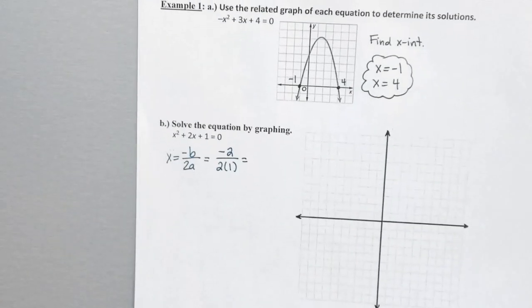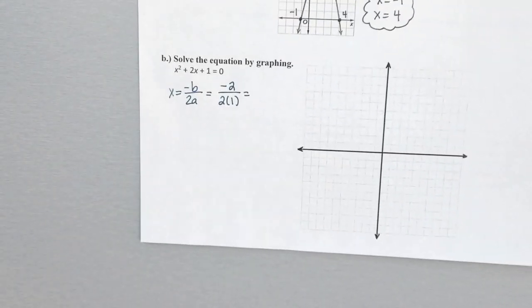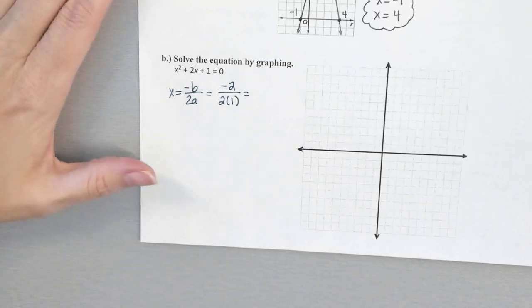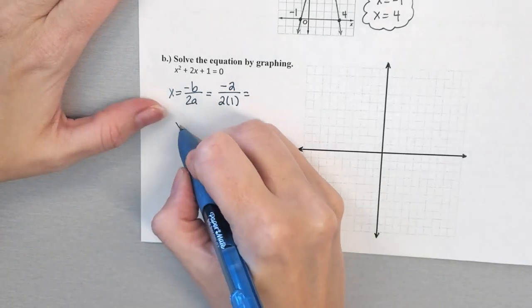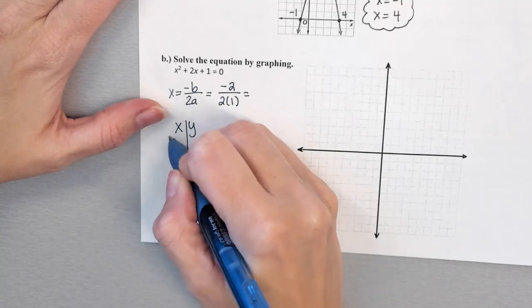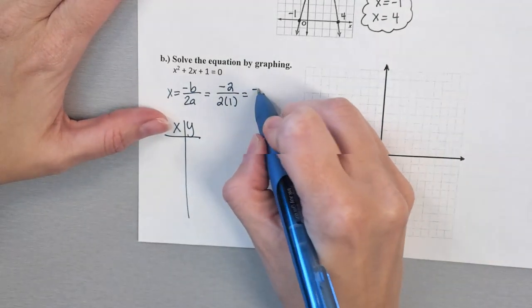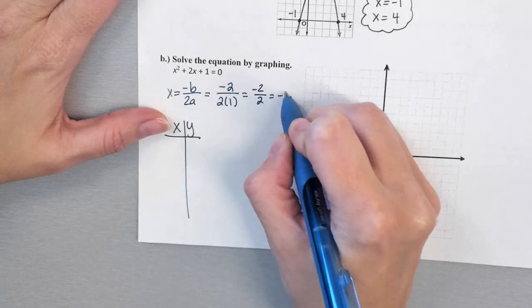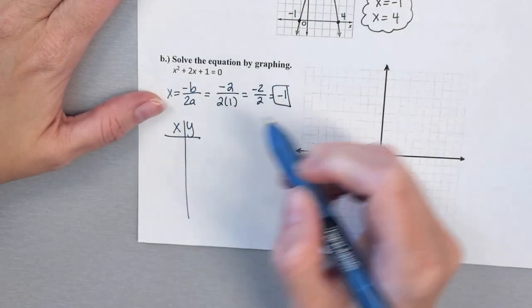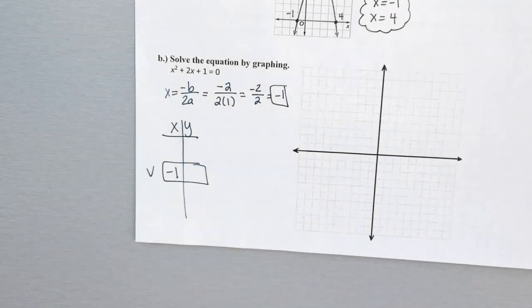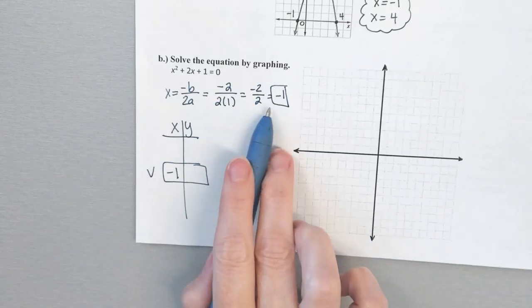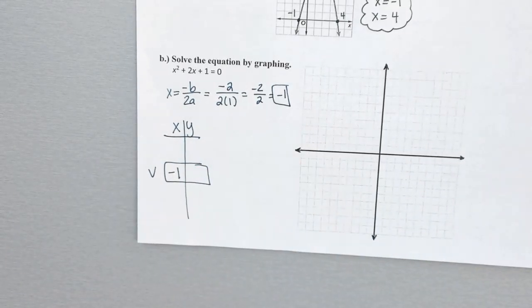We're going to simplify, and then once we do that, what do we do with that value? And then on our table, where does it go? In the middle. Okay, so this is negative 2 divided by 2, which is going to be negative 1. So we put that in the middle of our table because that's the vertex. And the vertex is on the axis of symmetry. This is your axis of symmetry.